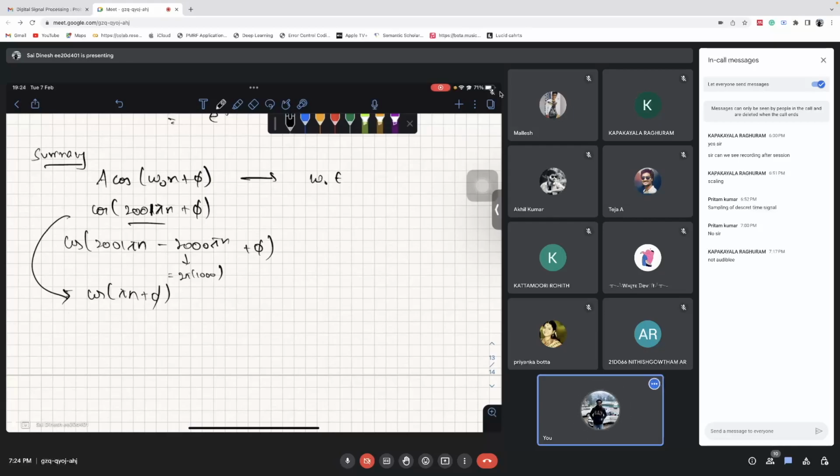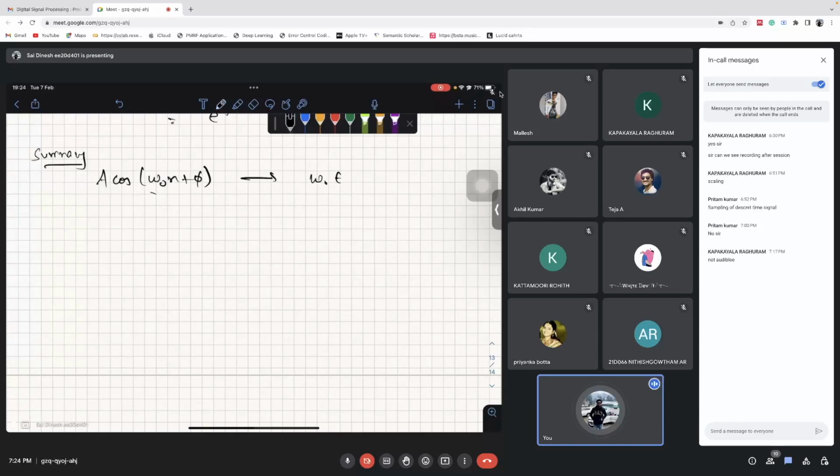So any omega naught n in the real case can be brought to 0 to pi. For e to the power j(omega naught n plus phi), similar case, it can be brought to omega naught between minus pi and pi. Here also again, whatever omega naught that you might have, you can simply bring it to minus pi and pi. Clear until this point? Is the concept clear now?